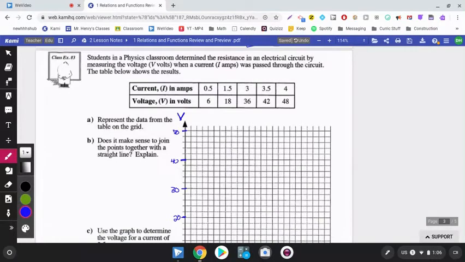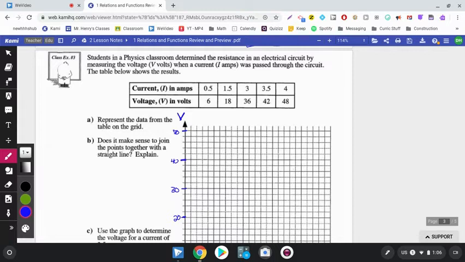Okay, I'm going to do class example 3. I'll try to do it fairly quickly, and I've already done a little bit in advance so that it doesn't take up much time. This relation says students in a physics classroom determine the resistance in an electrical circuit by measuring the voltage, which is V, or volts, when a current, which we're going to call I, and that represents amps, that's the unit, was passed through the circuit. So we're talking about volts and amps.